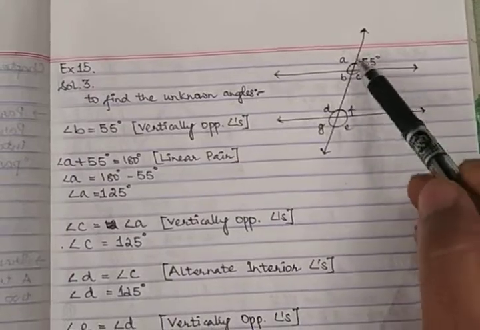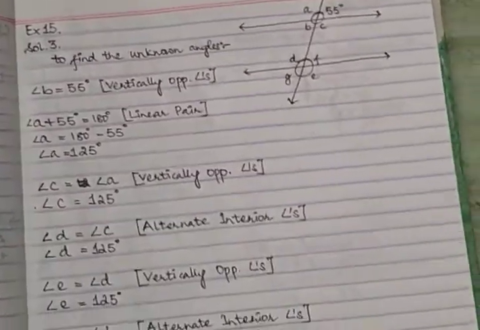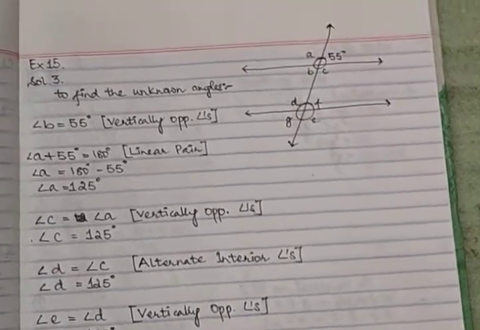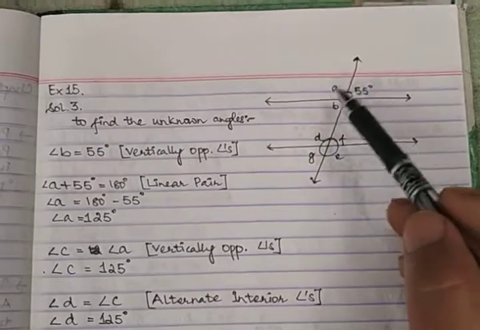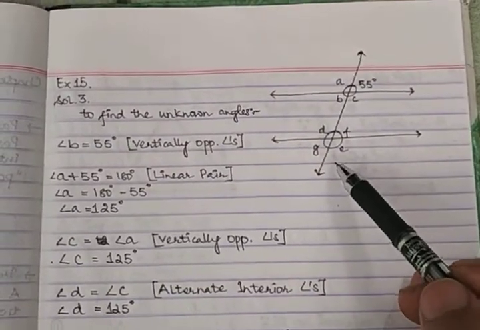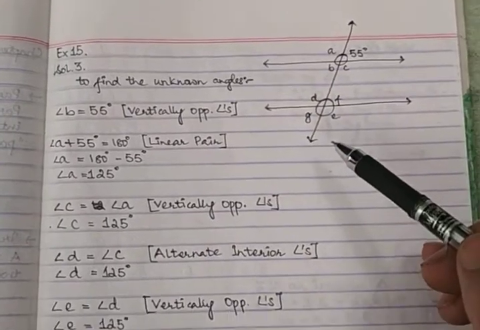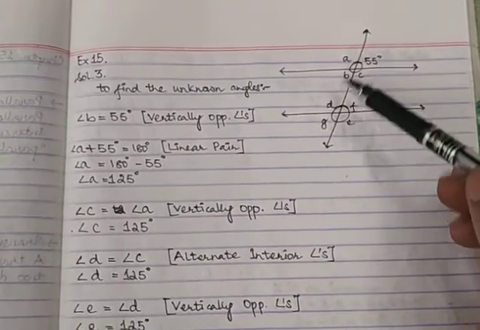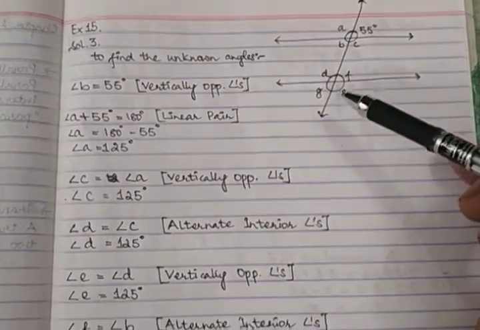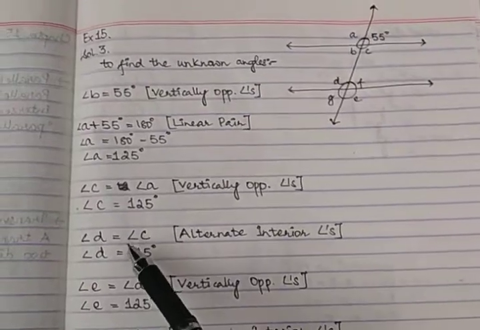So all three unknown angles from the first parallel line, from the first intersection point, we got. Okay, let's go with the second one. Now what we know is that angle A is equal to angle D, isn't it? We can tell that.